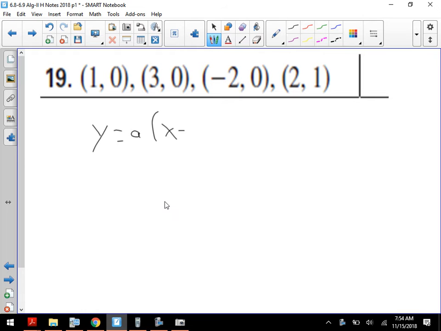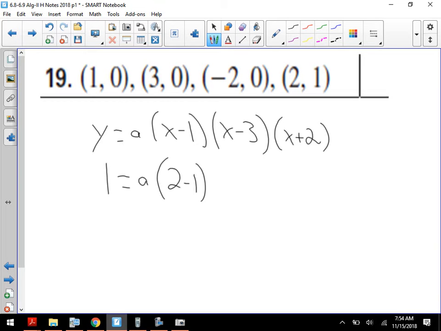Zeros. It'll be x minus 1, x minus 3, x plus 2. And then I have ordered pairs of 2 and 1, substituted for x and 1. When I do that, I get 1 equals a times 2 minus 1, 2 minus 3, and 2 plus 2.